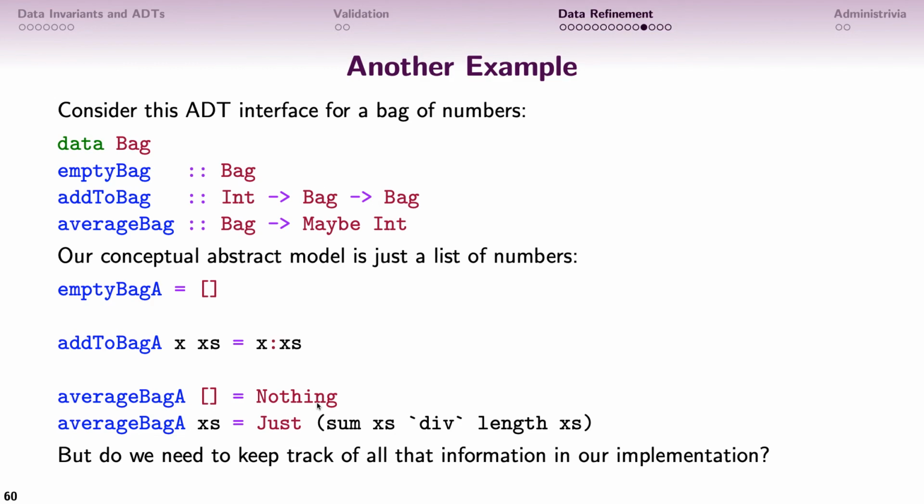But in our implementation, do we really need to keep track of all of this information? The only operations that our abstract data type supports are empty, add to bag, and average. Which means that the only information that I need to keep track of is the total number of numbers that I've put into my bag and their sum. If I have those two numbers, I can just divide them to get the average, and there's nothing else that I need those numbers for. So I don't need to keep track of each and every number. I can have a more efficient implementation just by storing those two integers.